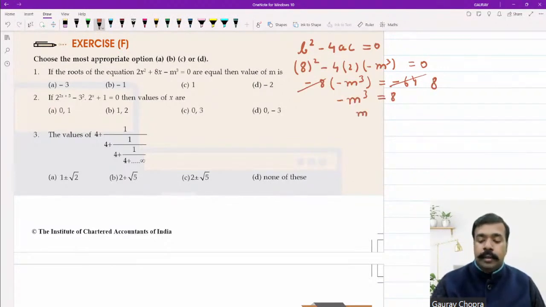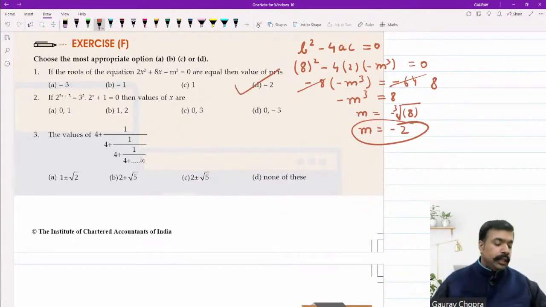So we will get m is equal to minus the cube root of 8. The 3 will go to the other side and become a cube root. So the cube root of 8 will be 2, and hence the final result will be minus 2. All right, so m will be equal to minus 2. Option number D is correct.